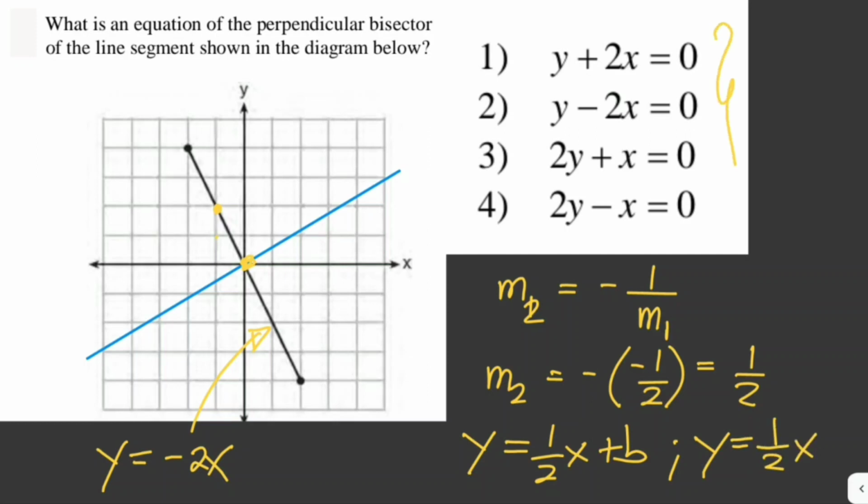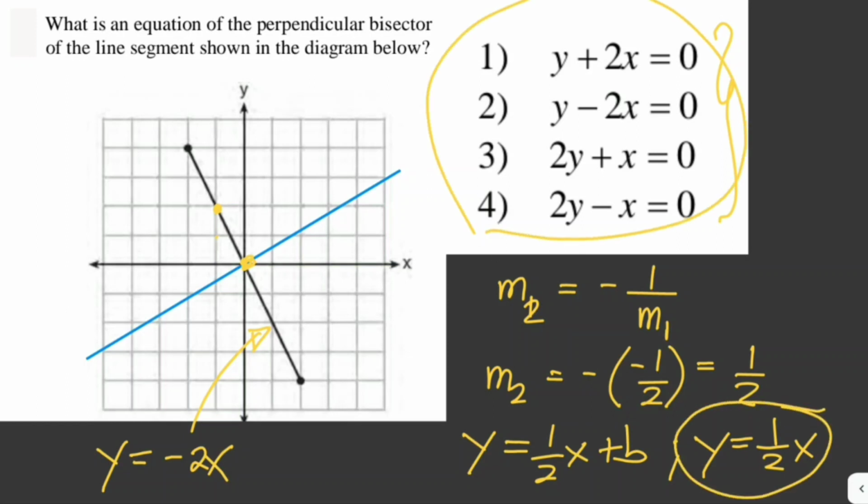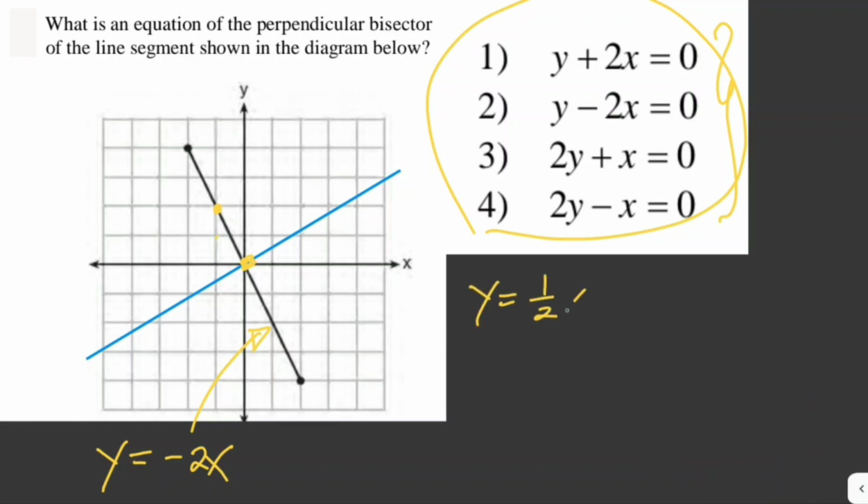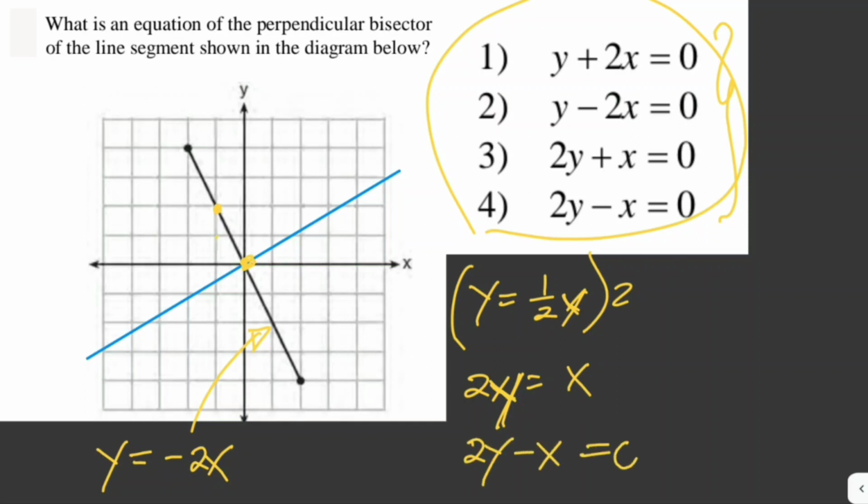But we don't have this in our choices, so we need to write this one in another form. We can multiply both sides by 2. That would be y equals 1/2 x times 2. So this is 2y equals x. And then we transpose x to the left. That would be 2y minus x equals 0. So the answer here is number 4.